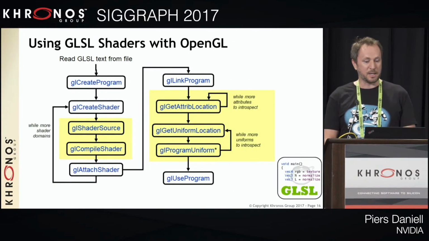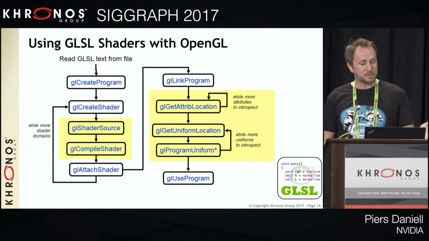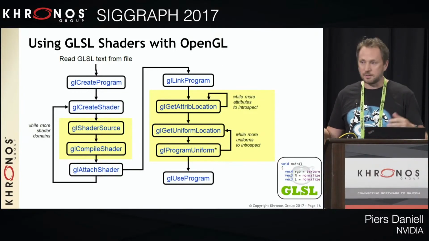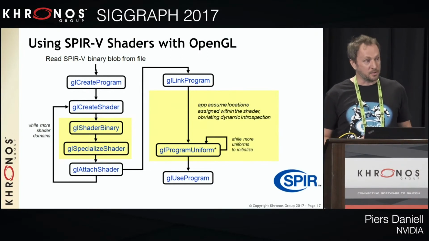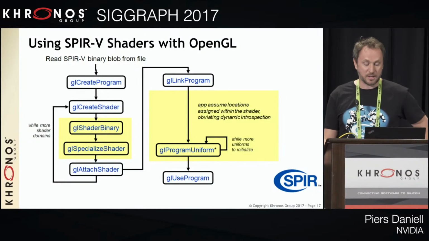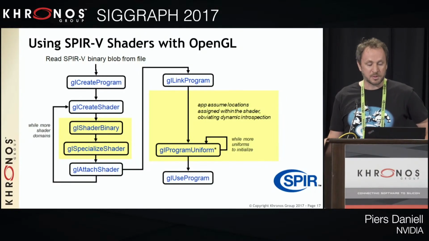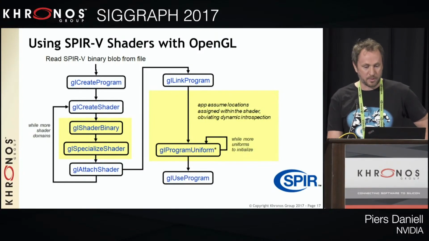Now the change that it will make is that before, you used to create your program, create your shader, add the shader source, and then compile it. Now with SPIR-V, that's changed. You actually pass in a shader binary, and then you specialize the shader. You tell it what all the specialization constants' values are, and your entry point. And that is how you create a program now.